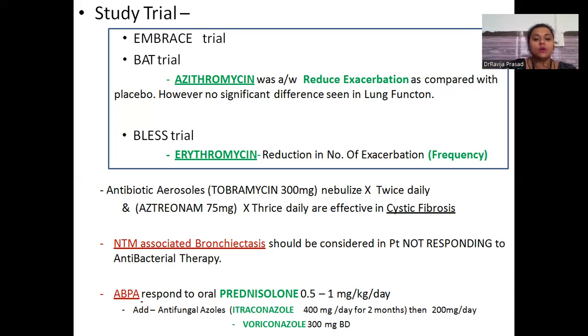For ABPA, oral prednisolone is given, that is 0.5 to 1 mg per kg per day. Anti-Aspergillus azole, itraconazole 400 mg per day for 2 months, then 200 mg per day. Voriconazole 300 mg per day.